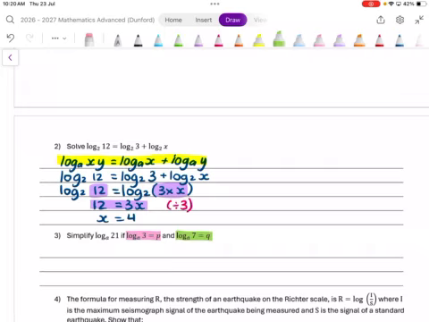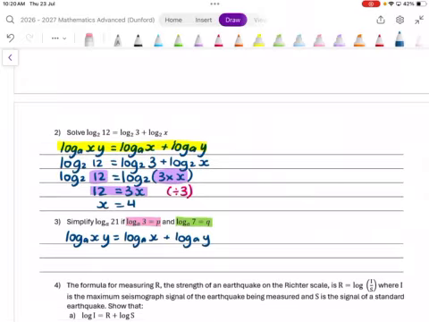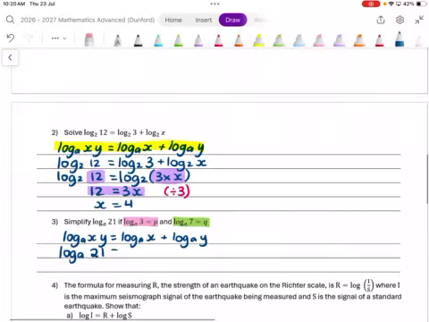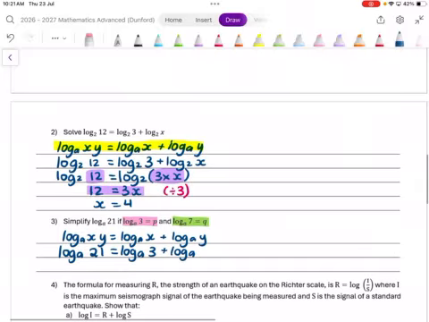The first one, the multiplication law, right? So we're going to write that law down. We're going to write down log base a of xy equals log base a of x plus log base a of y. So what we will have is that log base a of 21 is going to equal log base a of 3 plus log base a of 7.